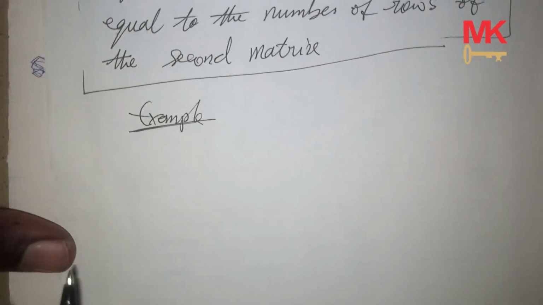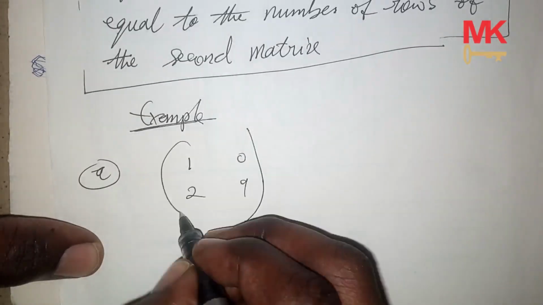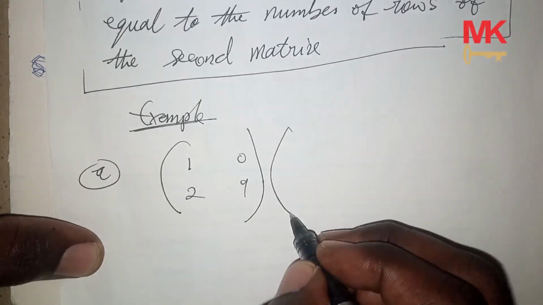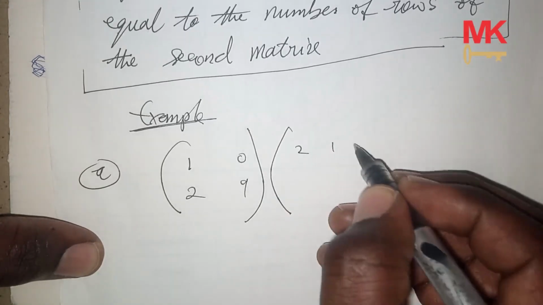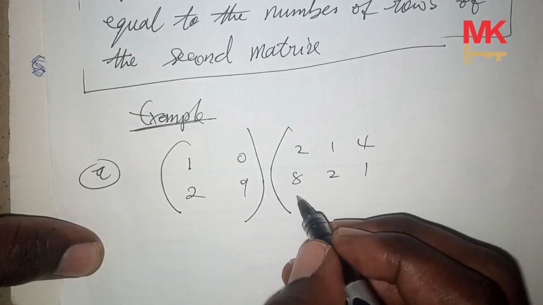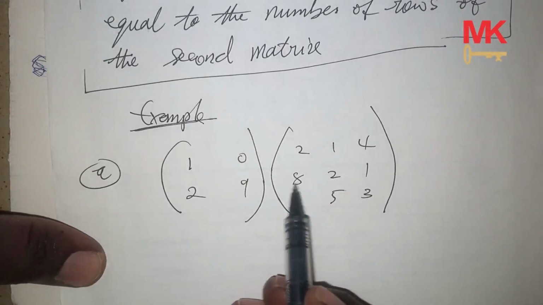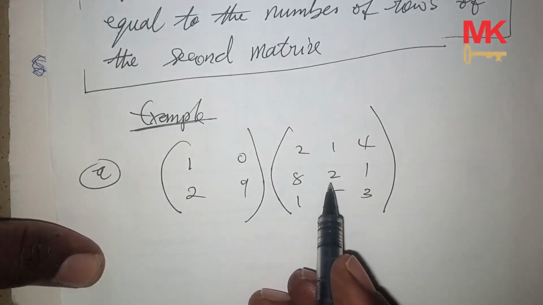If we have A, let's say 1 0 2 9, and this matrix, let's say 2 1 4 8 2 1 1 5 3. Can these two matrices multiply? The answer is no. Why?